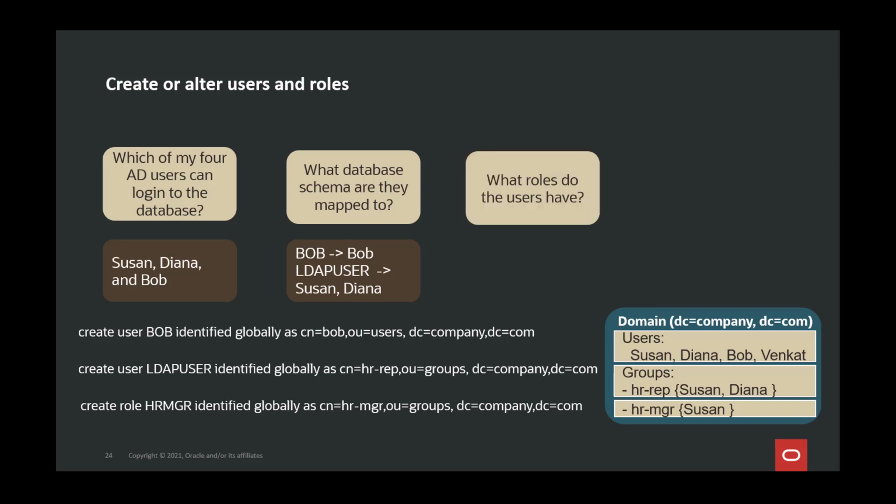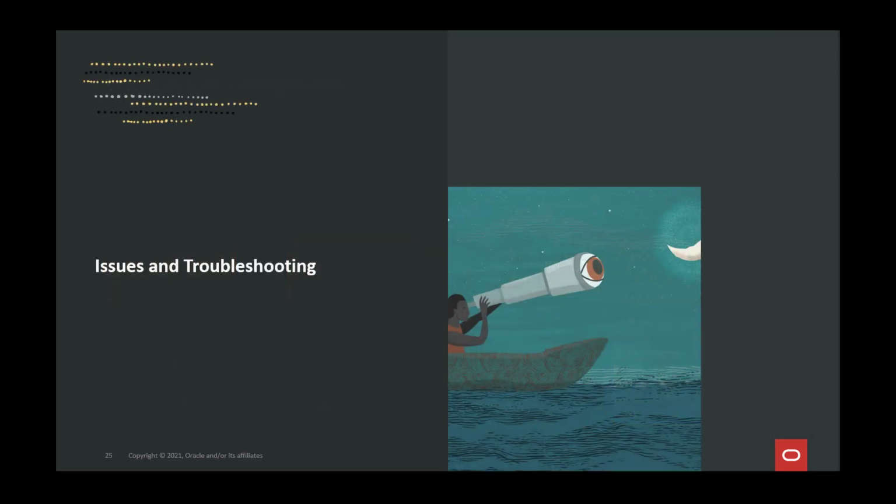And for roles, well, Bob and Diana have no roles that they got through centrally managed users. There may have been roles that were granted directly to their schema, but nothing through centrally managed users. Susan, because she's a member of the HR manager group, which was mapped to the HR manager role, has the HR manager role. Let's take a little look at what you can do to manage and troubleshoot centrally managed users.